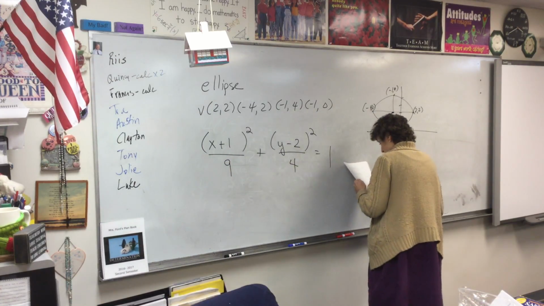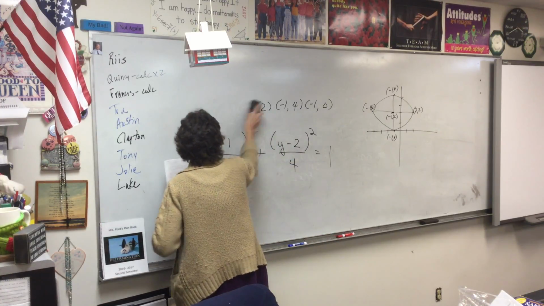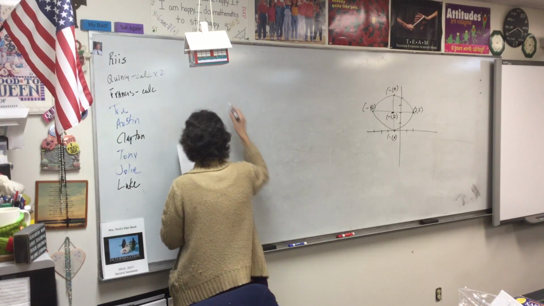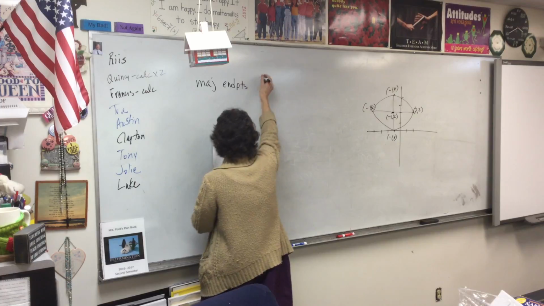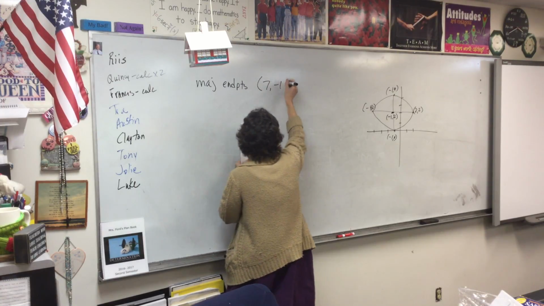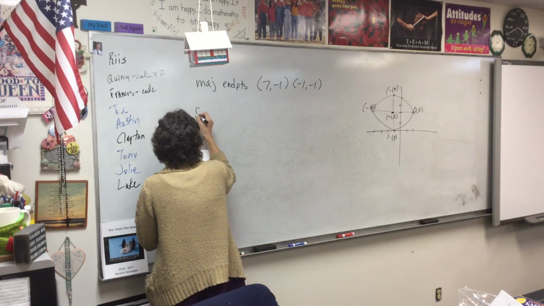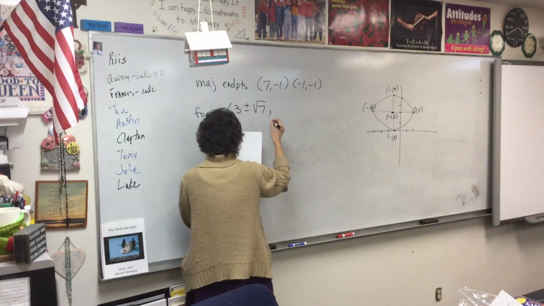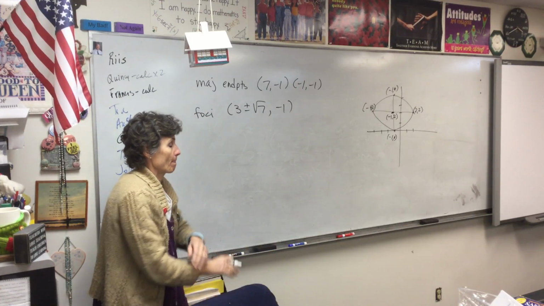All right, let's try another one. Maybe this one's not quite as easy. Another ellipse. And I'm going to tell you that the major axis has endpoints at 7, negative 1, and negative 1, negative 1. And the foci are 3 plus or minus root 7, comma, negative 1. So that's the given.